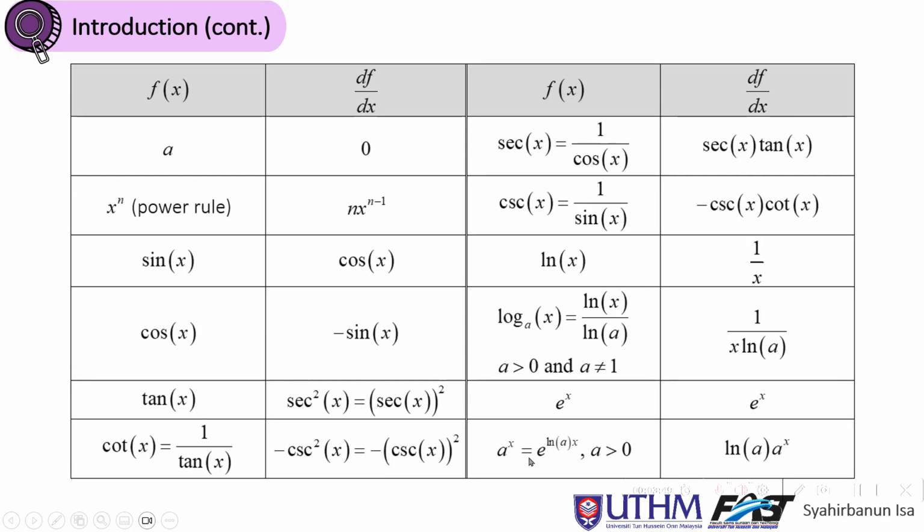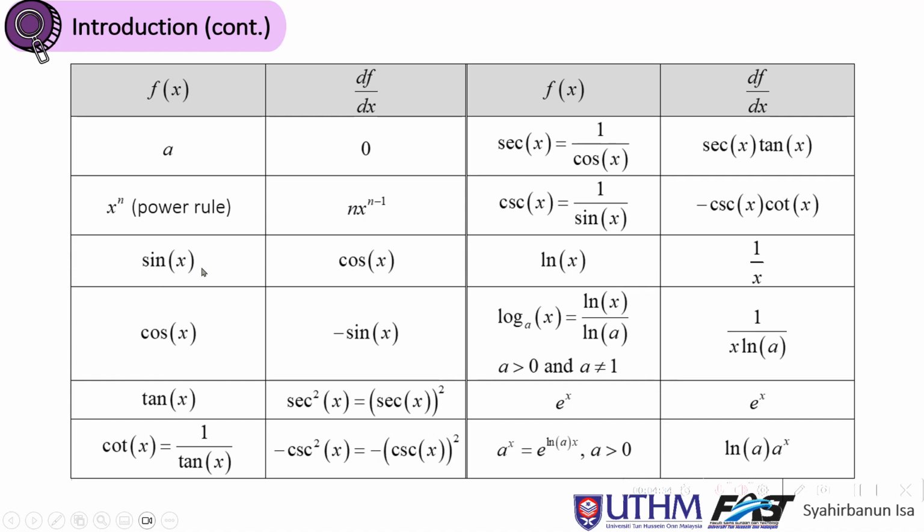The other basic differentiations are given by this table. You can look at each of the functions. These are the basic functions. If a is a constant, the differentiation of a constant is 0. If we have x to the power of n, this is the power rule. This n is not necessarily an integer, it can be a rational number, any real number. So this is the power rule given by this formula.